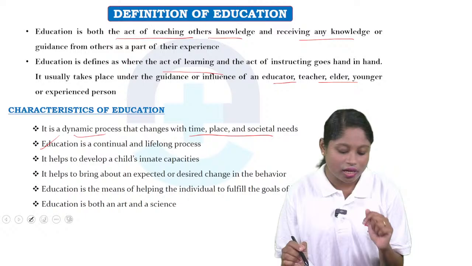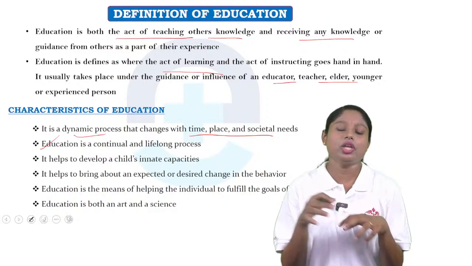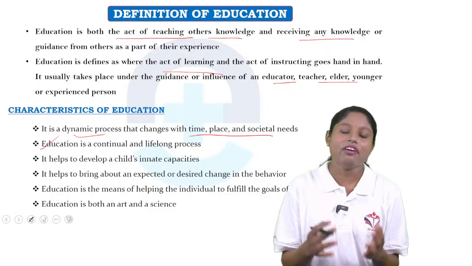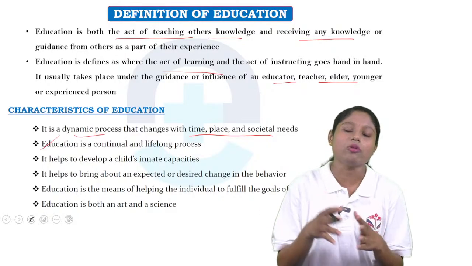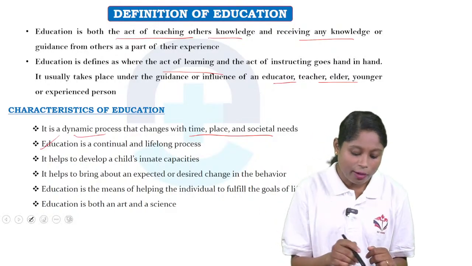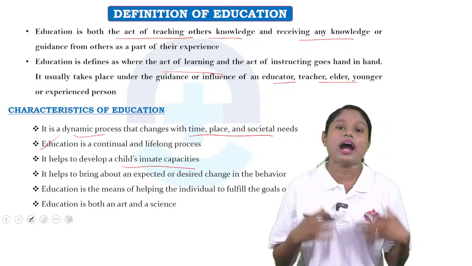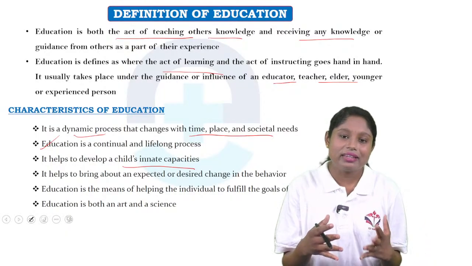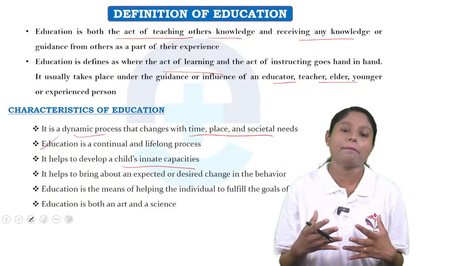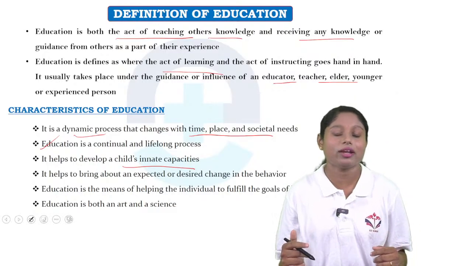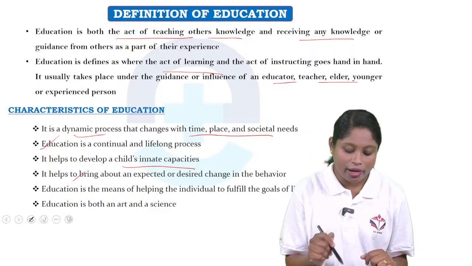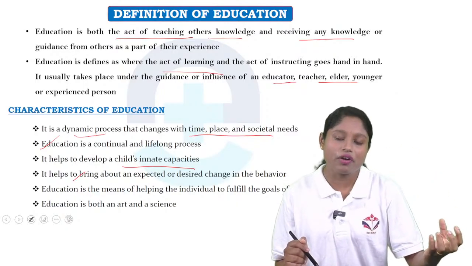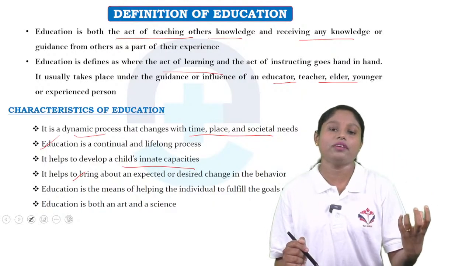Next, education is a continual and lifelong process. Here we are completing the BSc nursing degree, but it's not the end. We will continue our learning every day; it's a continuous and lifelong process. Next, it helps to develop a child's innate capacities. When children start to get an education, it helps us understand and develop those innate capacities. It helps to bring about an expected or desired change in behavior. Through education, we can change the behavior of an individual, so the expected behavior will be achieved.